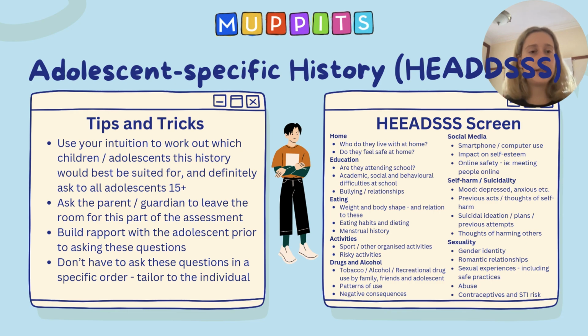And finally, assessing their sexuality. So their gender identity, any romantic relationships, any sexual experiences, and asking about safe sex as well is really important here, as well as any potential abuse, and assessing their contraceptive and STI risk if they are sexually active as well.